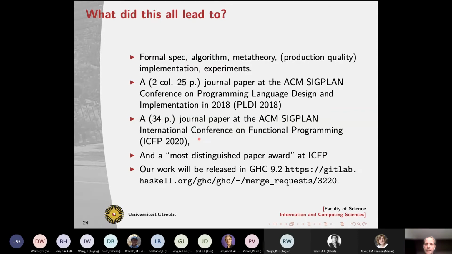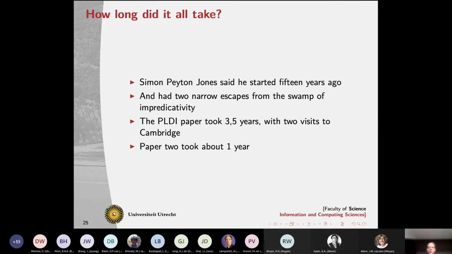What's, I think, even nicer, at least for me, is that what we have done will also be part of the actual GHC release 9.2 that will probably take place next year. How long did this all take? Well, Simon Peyton Jones said he started 15 years ago, and he tried it twice and barely escaped with his life. I think 4.5 years ago, we got into contact with them. It took us 3.5 years for the first paper, including 2 visits to Cambridge, and then the final paper took about a year.